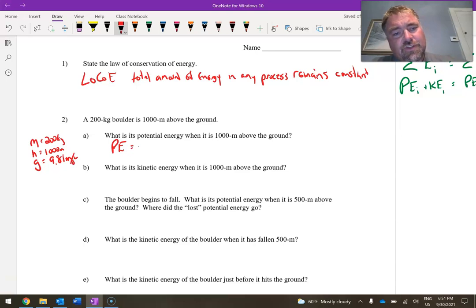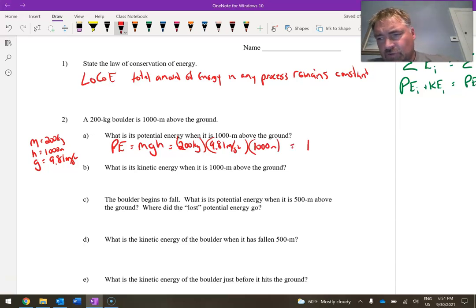And then the potential energy is just equal to mgh. So I'll write that in: 200 kilograms times the 9.81 meters per second squared, and then times the 1,000 meters, which seems excessively high, but that's okay, 1,000 meters above the ground. And when we calculate that out, and I'm going to put it in scientific notation, that's 1.962 times 10 to the 6th joules, or 1,962,000 joules.